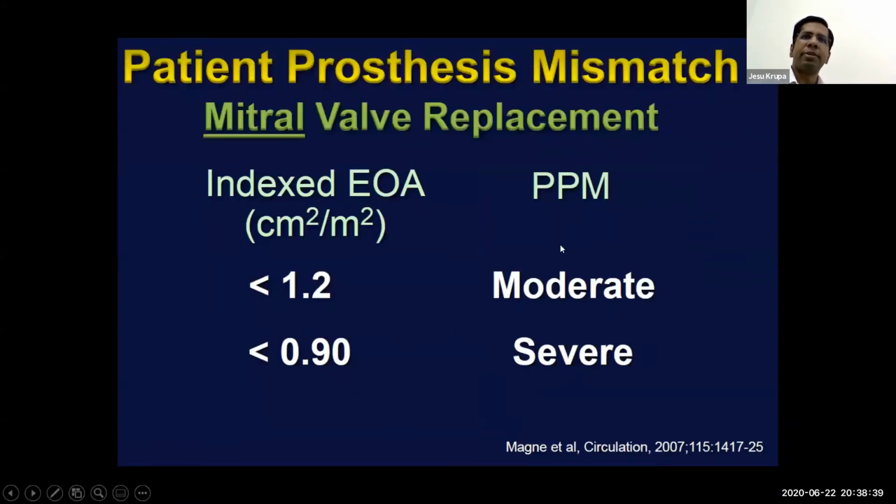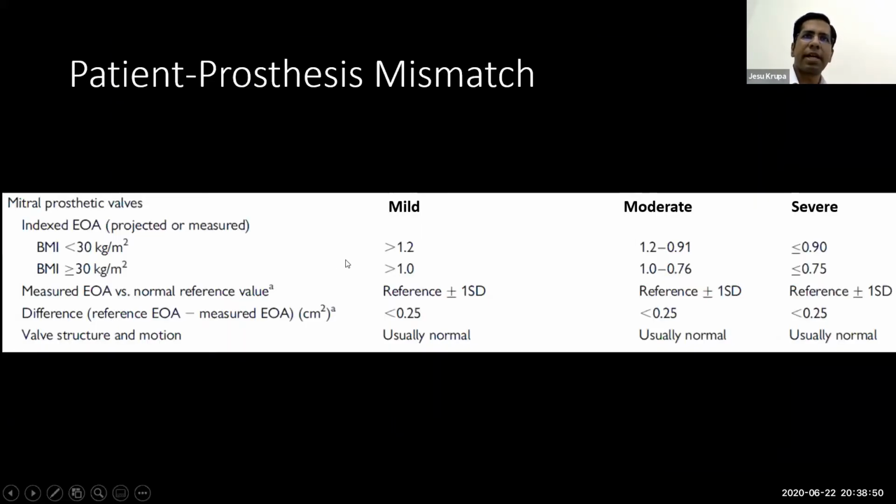So those are the numbers to keep in mind. Anything less than 1.2 is moderate, and anything less than 0.9 is severe. That is just to show the same thing. More than 1.2 is mild, 0.9 to 1.2 is moderate, and anything less than 0.9 centimeter square per meter square body surface area is severe patient prosthesis mismatch.